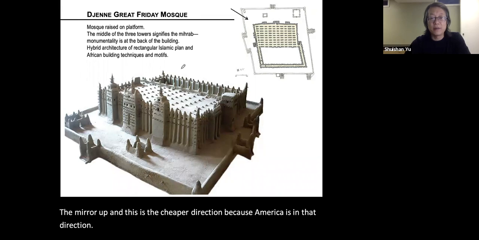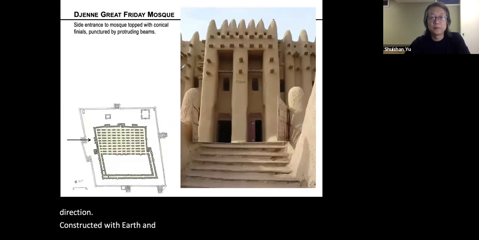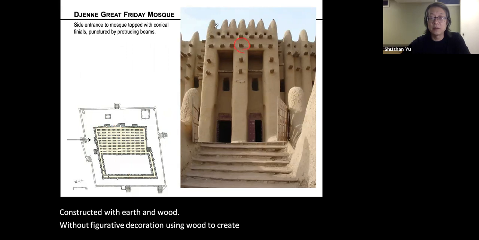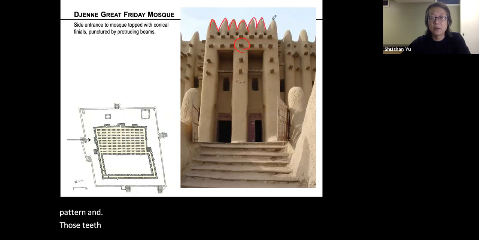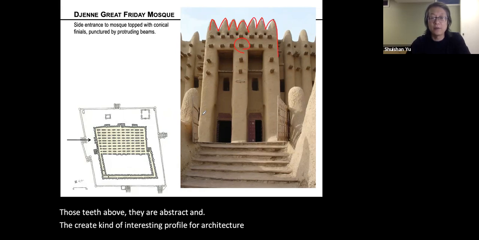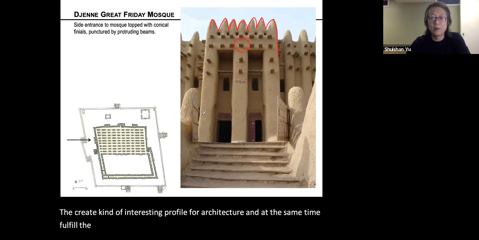Constructed with earth and wood, without figurative decoration, using wood to create those interesting patterns and those teeth above. They are abstract, and they create an interesting profile for the architecture, and at the same time fulfill the requirement for aniconic Islam.